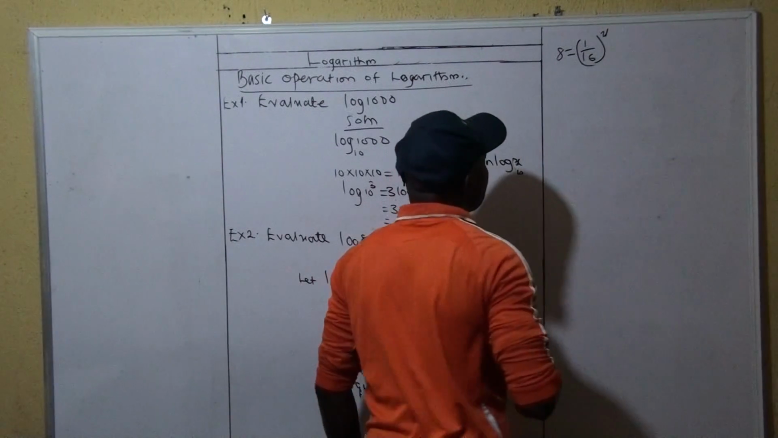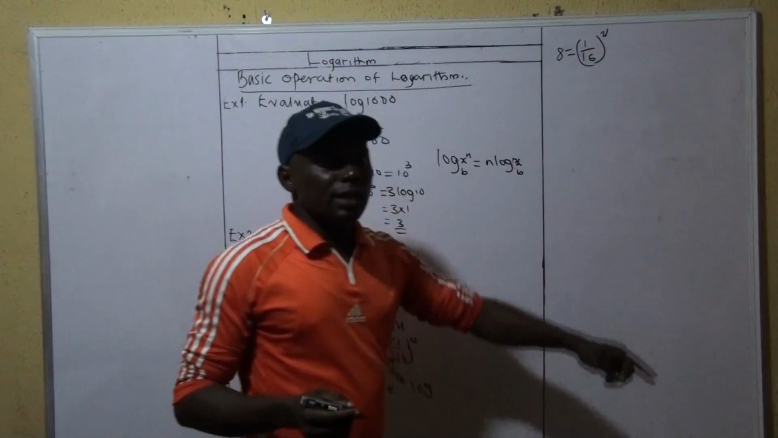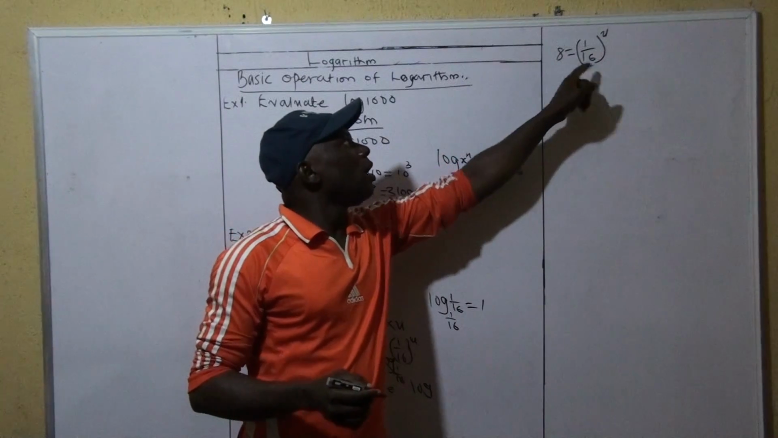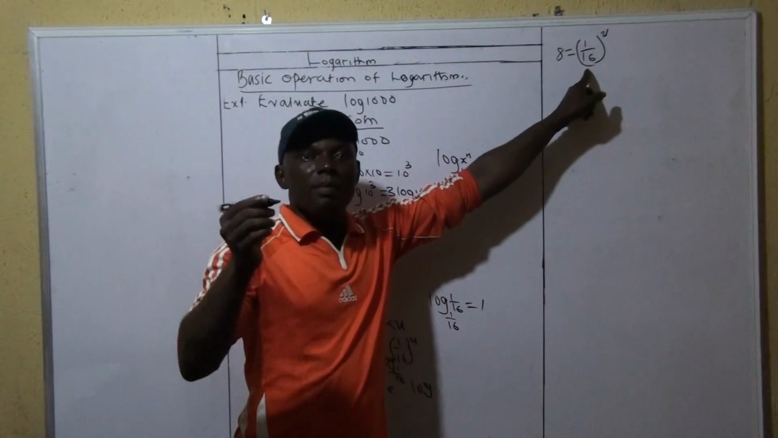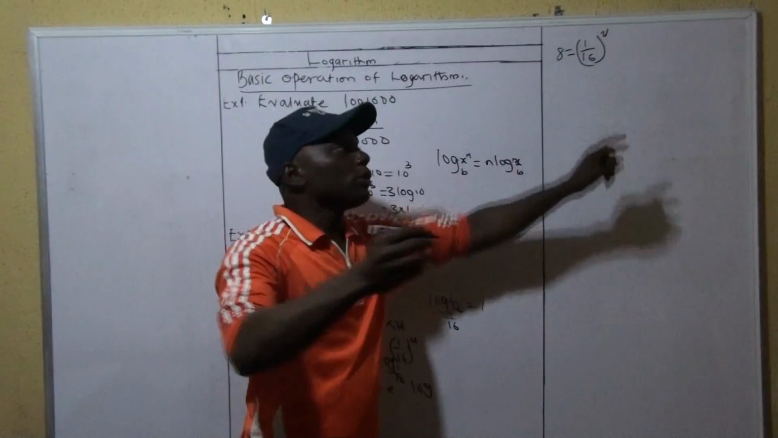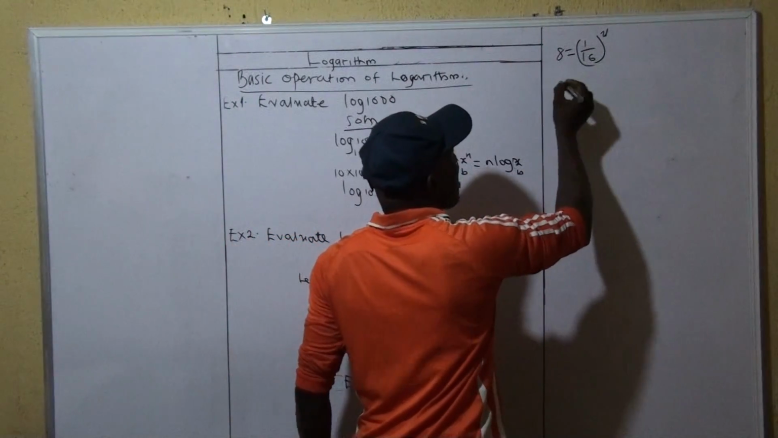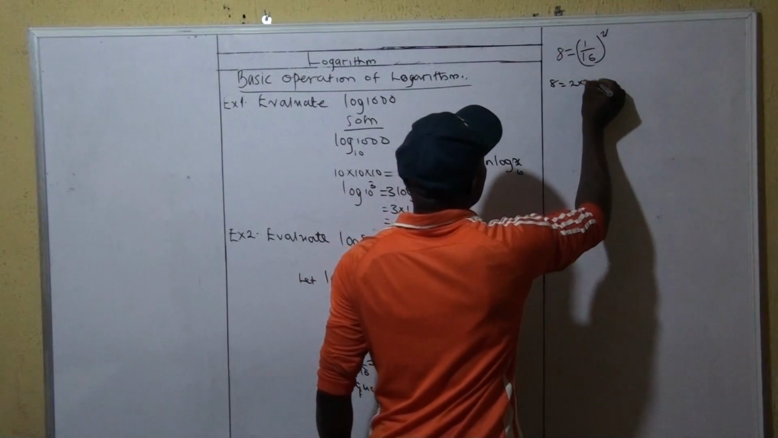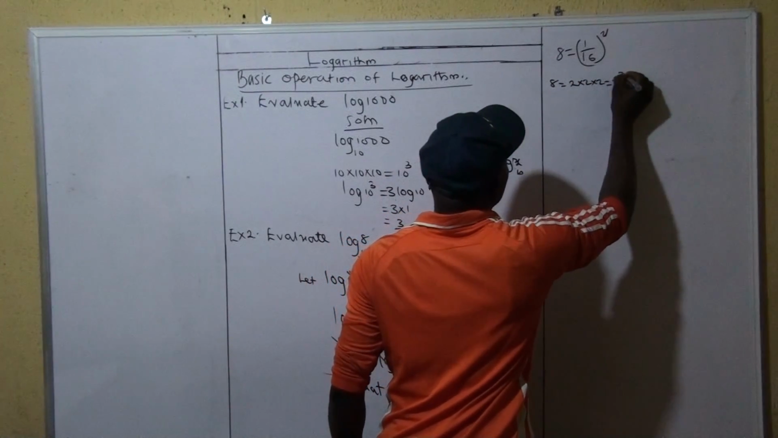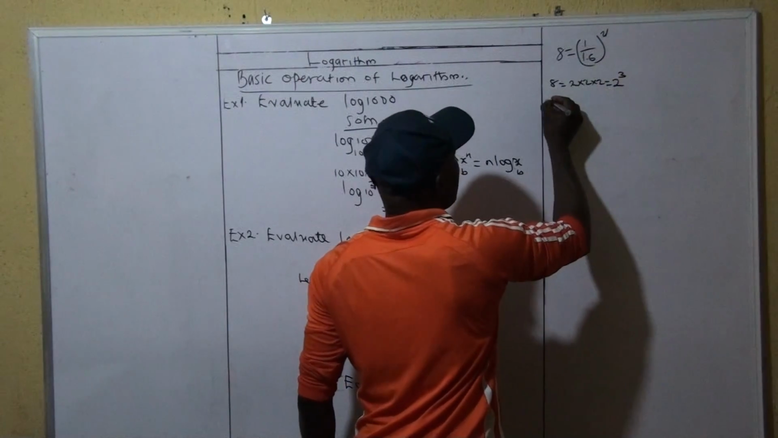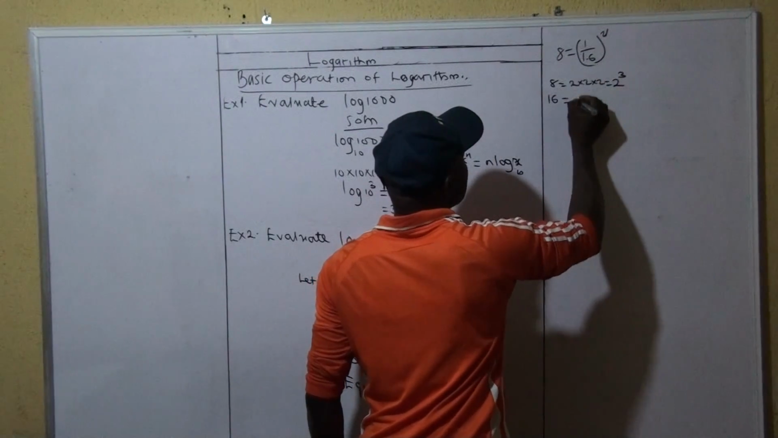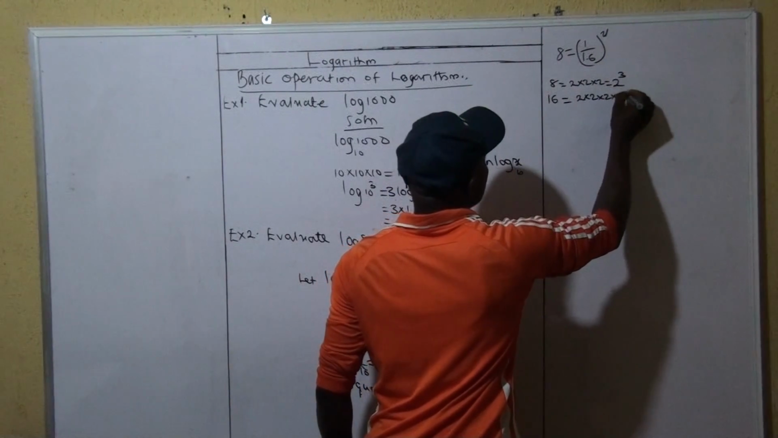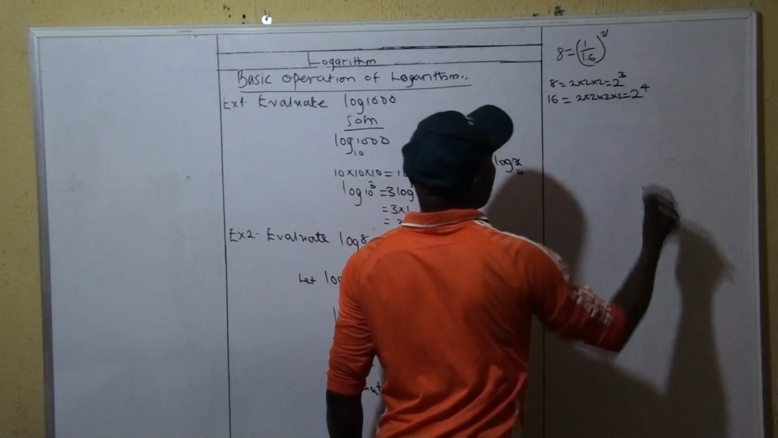So recall, 8 and 16 have a common prime factor. So we express them as their prime factors. So 8 here simply means 2 times 2 times 2, which is 2 raised to power 3. And this 16 we are seeing here is 2 times 2 times 2 times 2, which is 2 raised to power 4.